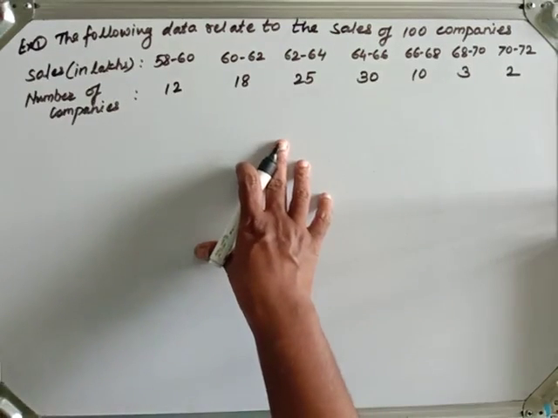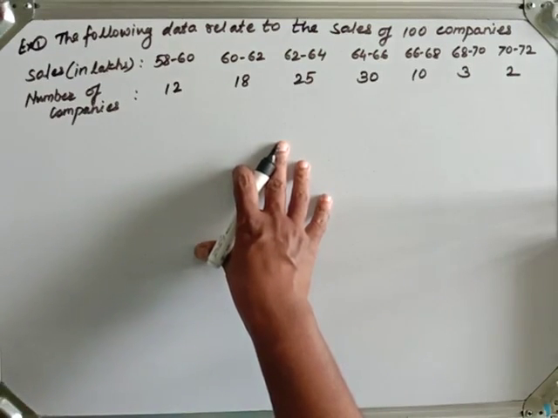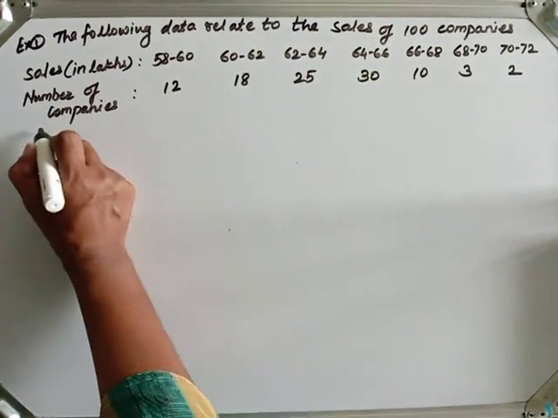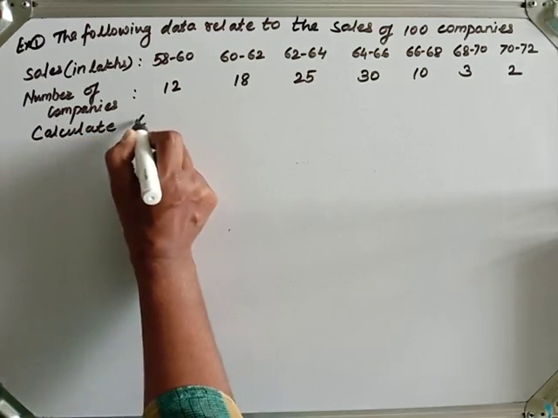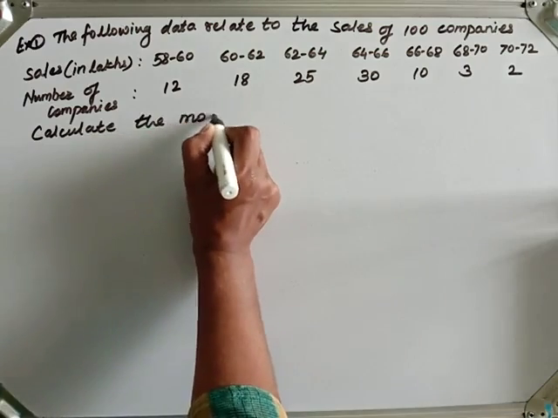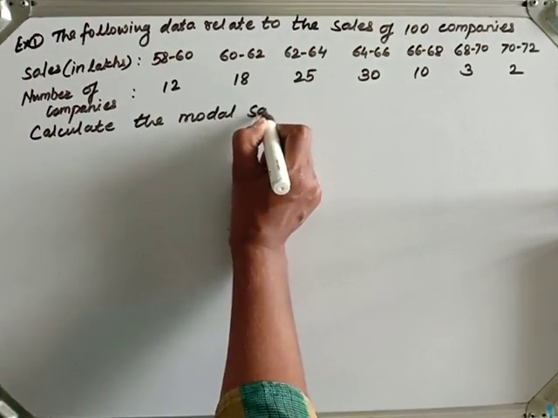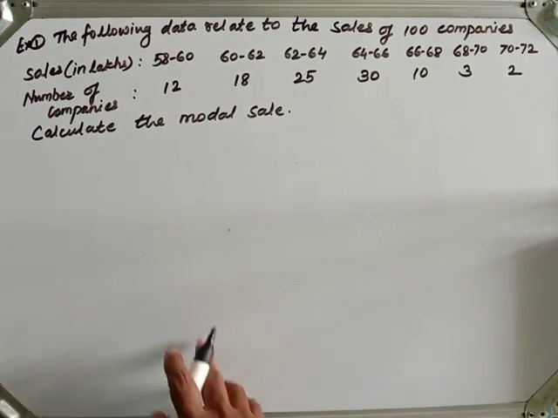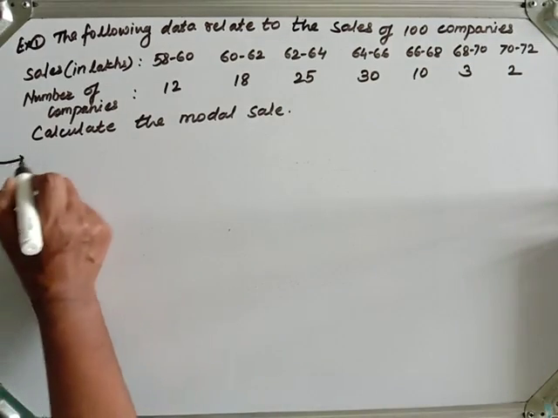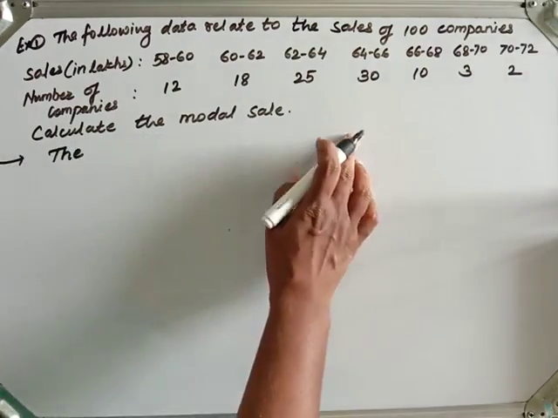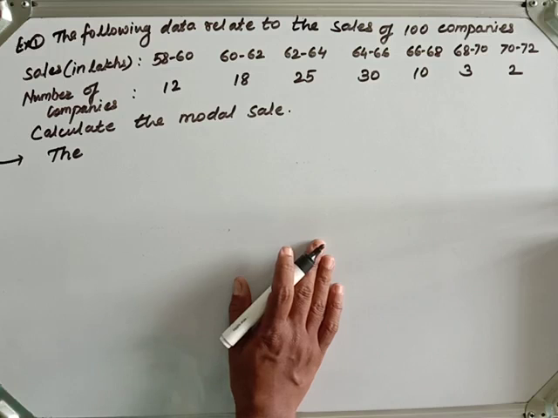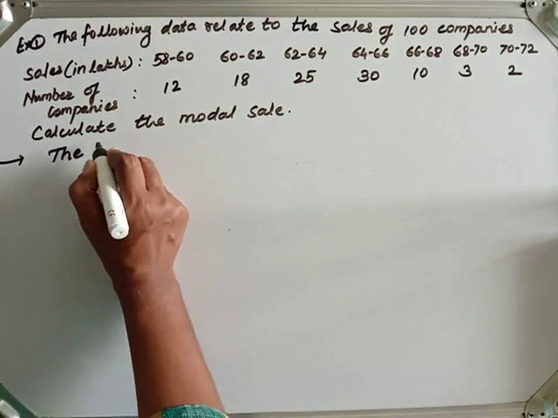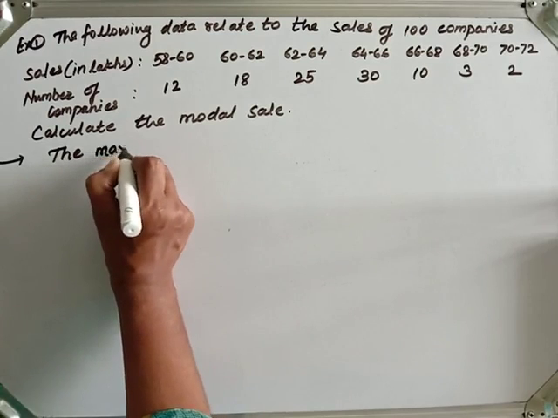Now clearly the continuous frequency distribution is given to us, so we have to use a formula to find the mode here. The question says to calculate the modal sales. First of all, our aim is to determine the modal class, to use that formula, then we can get the values. The modal class is the class with maximum frequency.